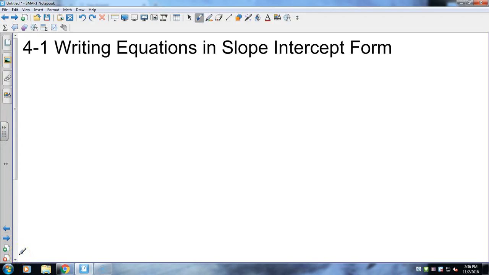Algebra 1, Chapter 4, Section 1. So we just completed a chapter on graphing. Now we're going to look at writing equations in slope-intercept form.